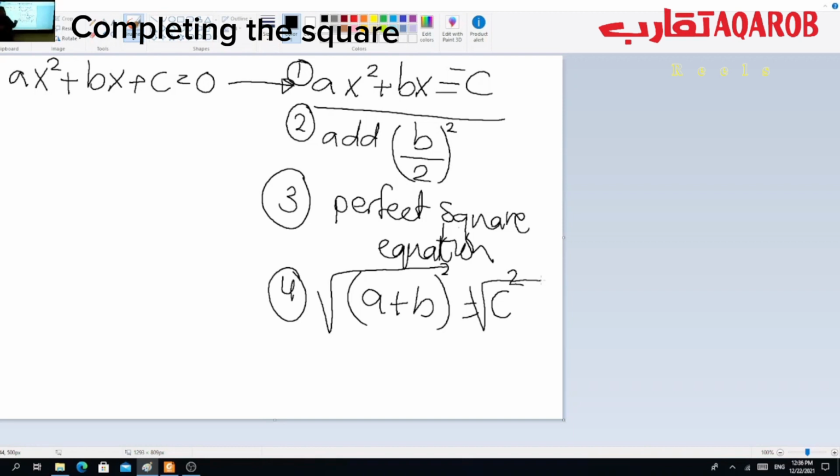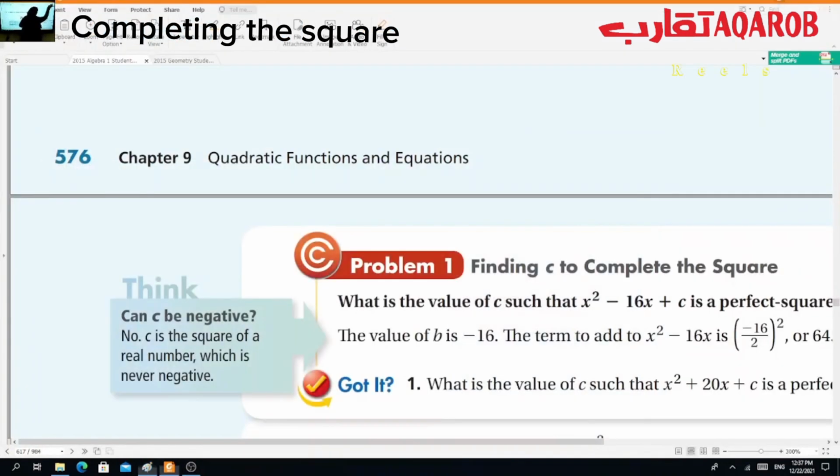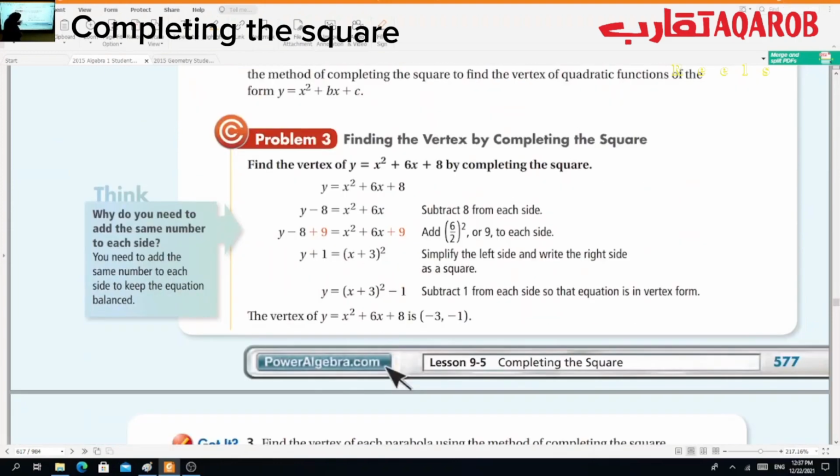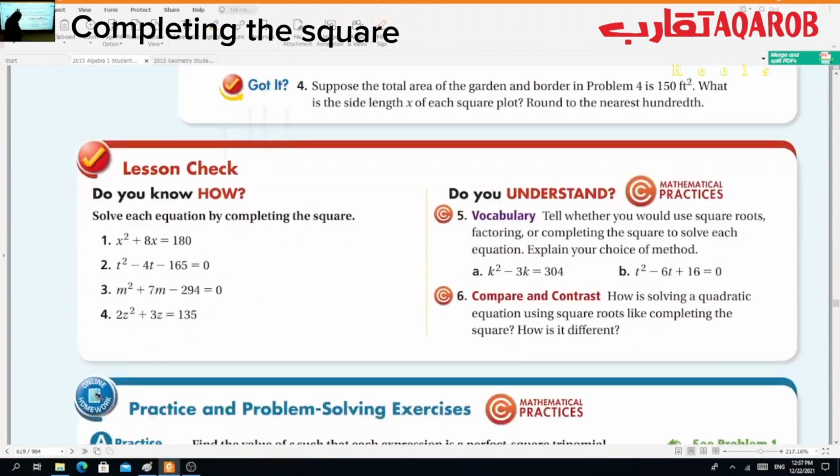To make sure that you understand these steps, I will solve immediately a problem from the book. Let's take a problem from the exercises for the lesson, which is not problem 1.